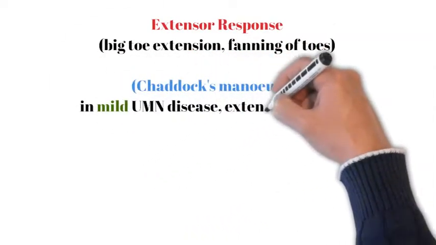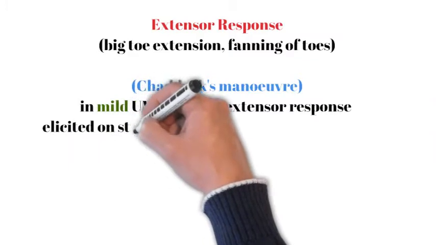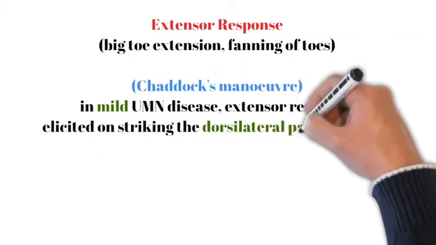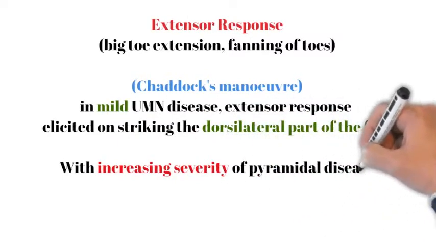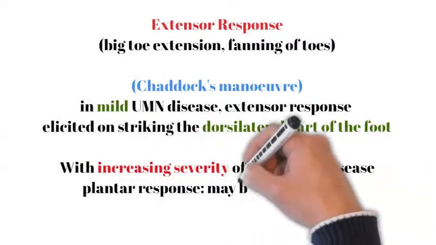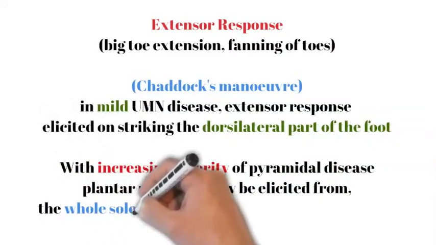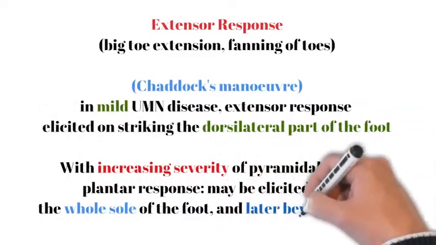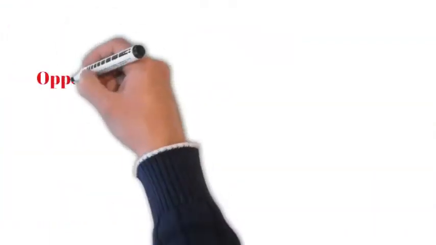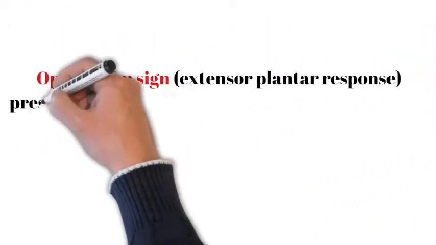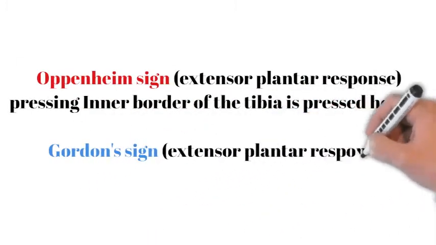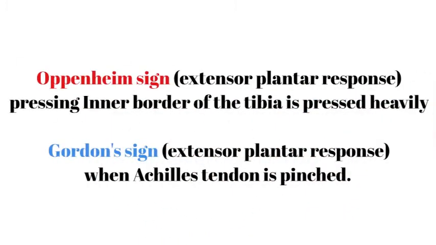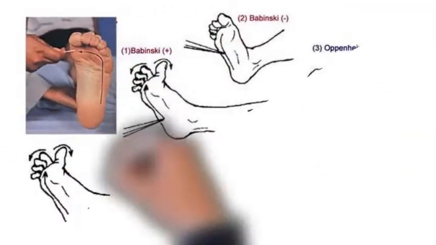In slight pyramidal disease, the extensor plantar response can be initially elicited on the dorsolateral part of the foot, Chaddock's maneuver. With increasing severity of pyramidal disease, the extensor plantar response may be elicited from the whole sole of the foot, and later beyond the foot. Oppenheim sign: extensor plantar response when the inner border of the tibia is pressed heavily. Gordon sign: extensor plantar response when the Achilles tendon is pinched.